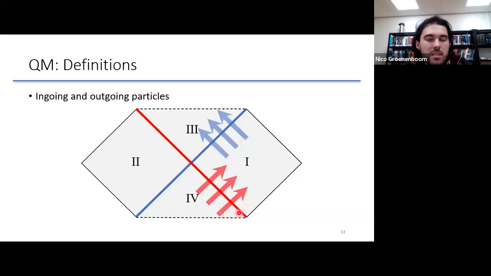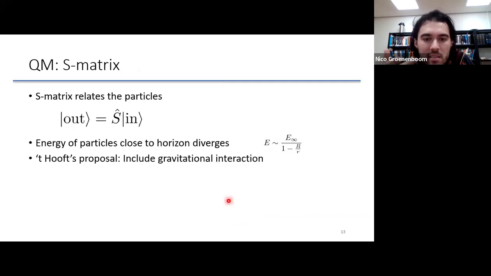And then the system that 't Hooft considers is that we have a Schwarzschild background where there are some particles going out of the black hole and some particles going into it. And the main question is, what is the relation between these in and out states? And the S matrix proposal states that these must be related, the out and in, exactly by this S matrix. And this S matrix can be derived using any interacting theory.